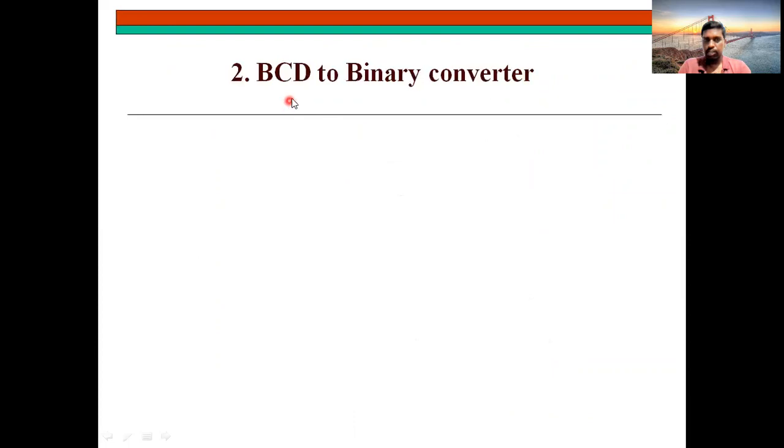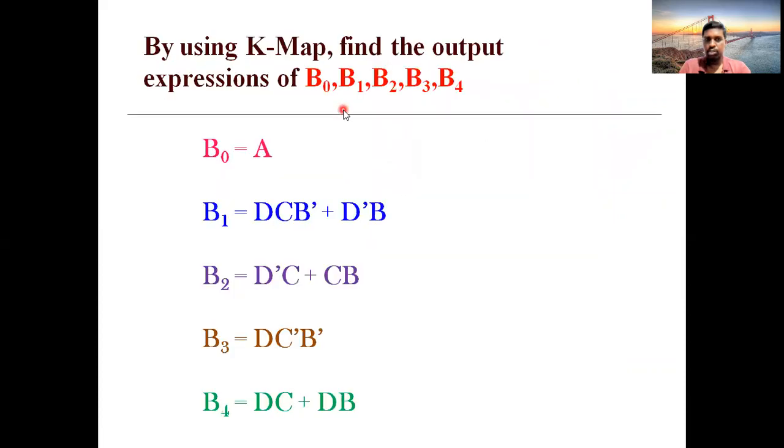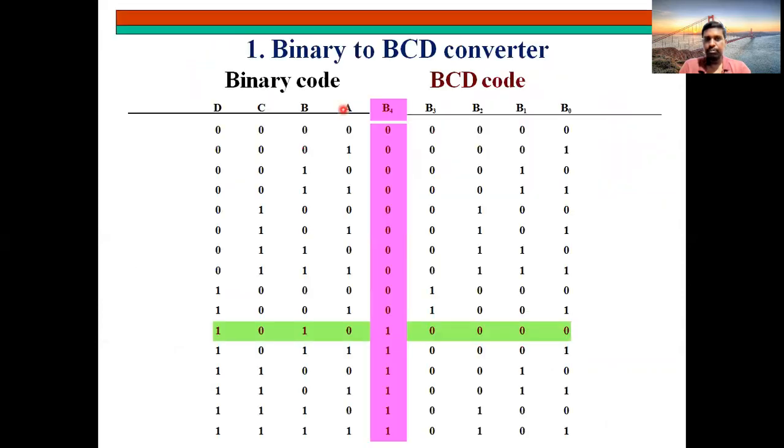So now we can do BCD to binary. How to do BCD to binary? The truth table is drawn the same. These five columns will go to this side, and these four columns will go to the left side. These five columns B0, B1, B2, B3, B4 will go to this side, and A, B, C, D will come to this side. Just the reverse of your truth table.